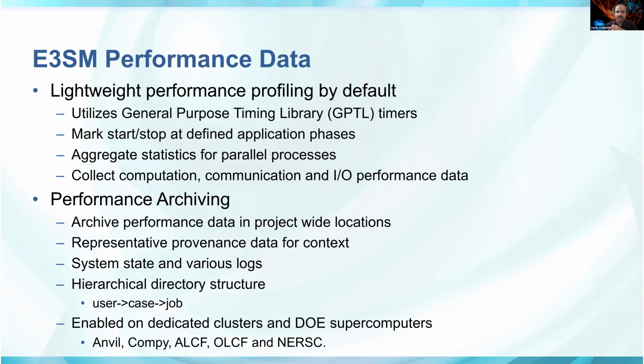This is also collected across multiple MPI ranks, and we can get aggregate statistics for a parallel run. So we are looking at MPI max, MPI min, how much load imbalance there is, and you can collect all those statistics. They cover computation timers, communication, MPI, even IO performance data. All of this is collected by default.